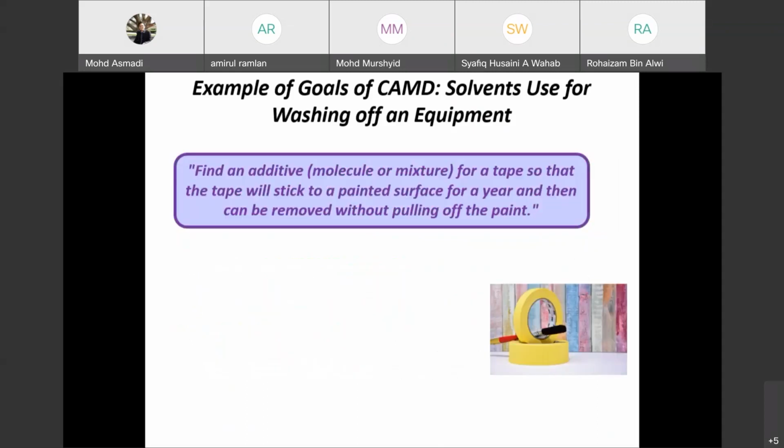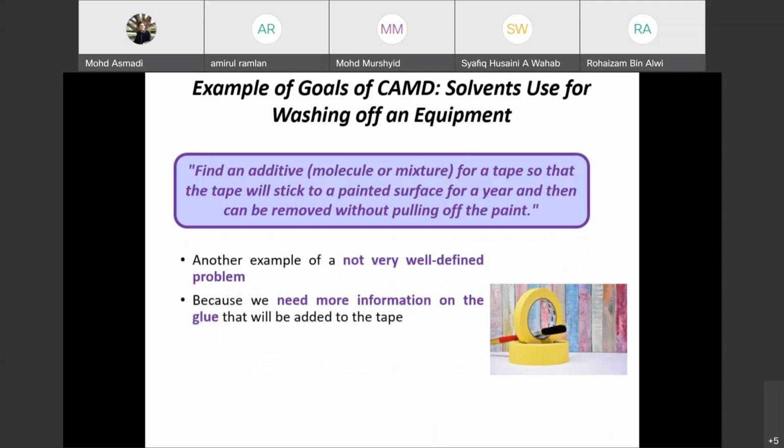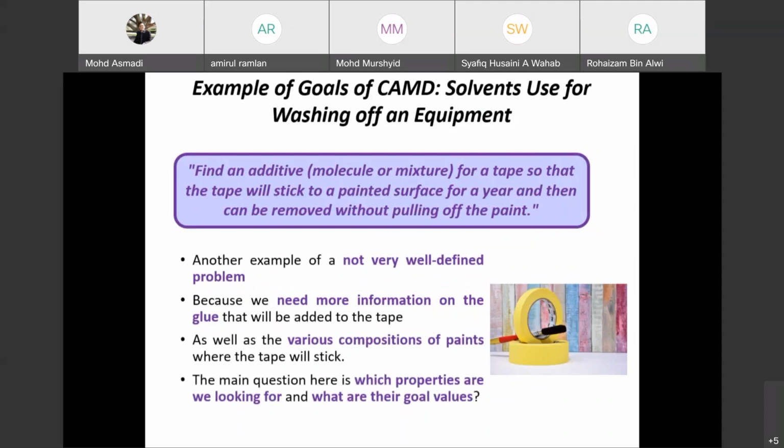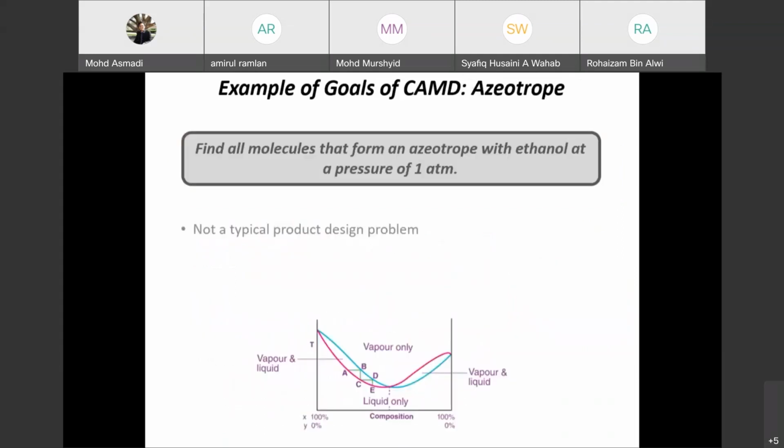Okay. So this one is another one which is not very well defined. Okay, need more information. Find the additive, molecule or mixture for the tape so that the tape will stick. Something like need more information lah. Okay. So these are all examples of whether the target goals are well defined or not. So you can read this one. Okay. So this one is okay.